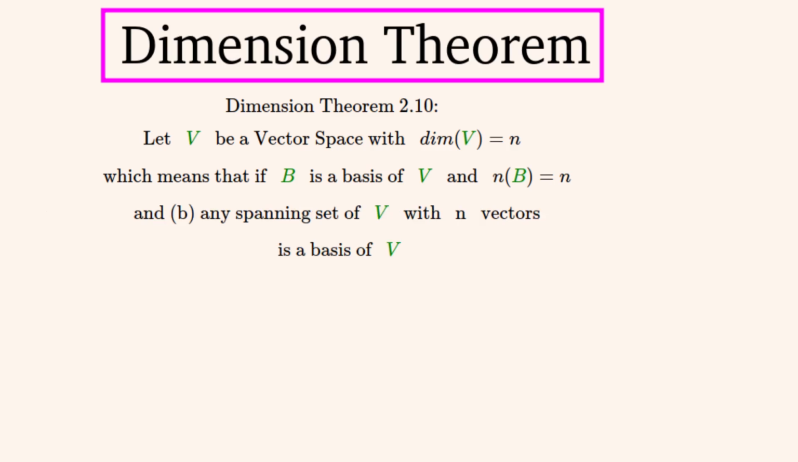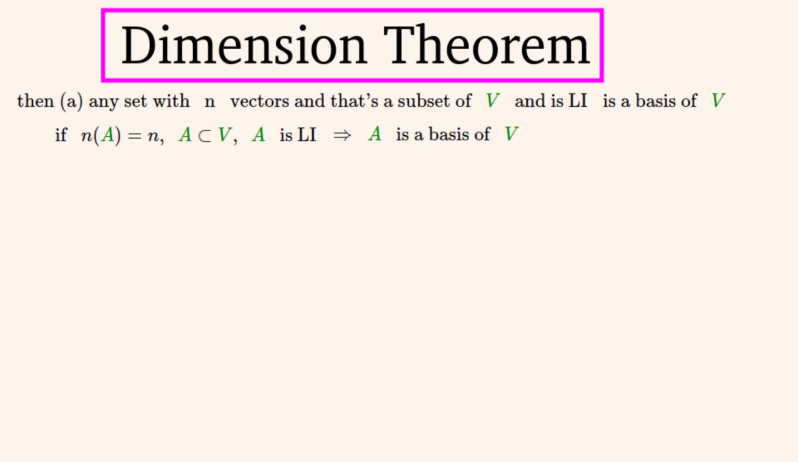This theorem is in two parts, part A and part B. Part B says that any spanning set of V with n vectors is a basis of V. And I'll start to write this out in math symbols. And here's part B of the theorem saying that any spanning set of V with n vectors is a basis of V in math symbols. So now to prove part A, I'll just restate it at the top of the screen.